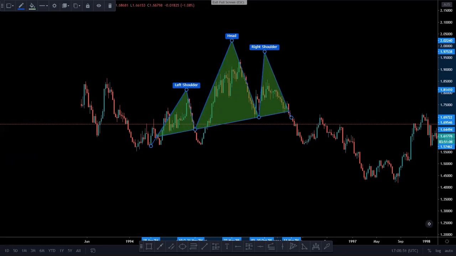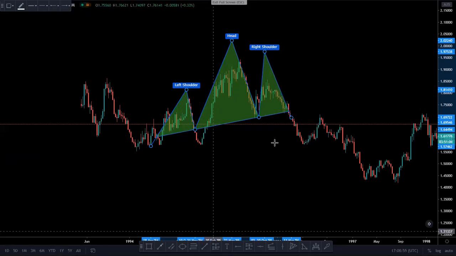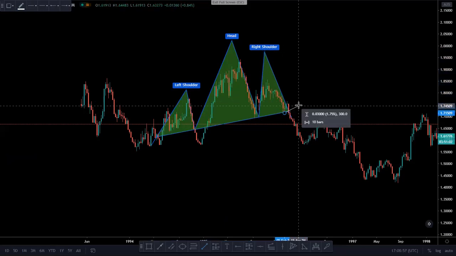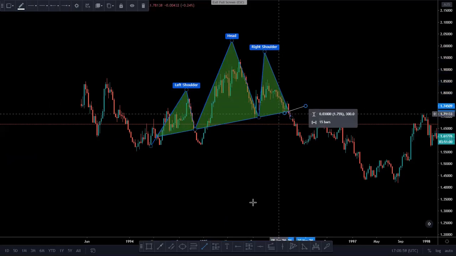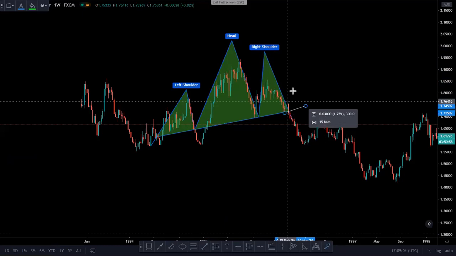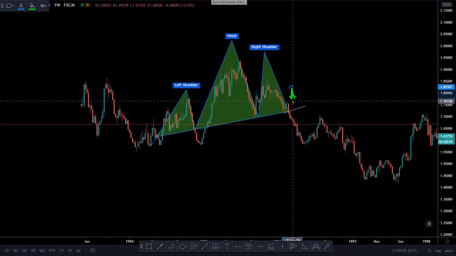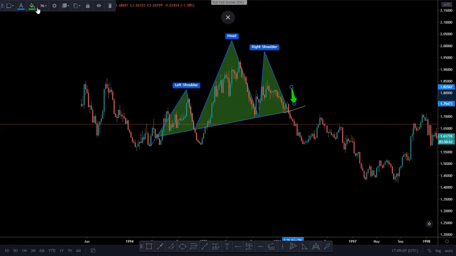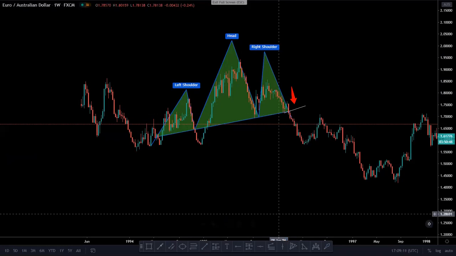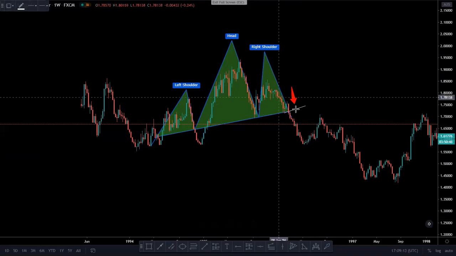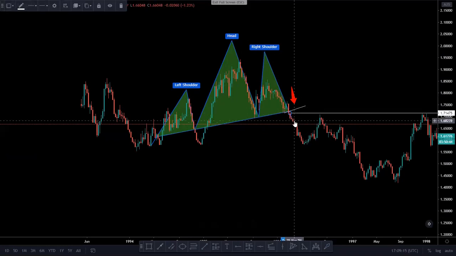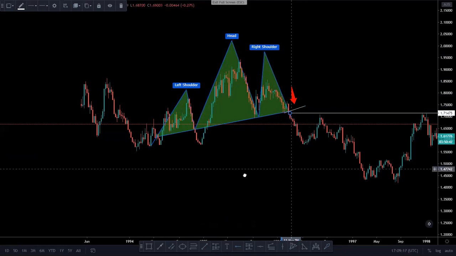Okay, so guys, I believe that's it. So this will be your neckline, and this will be your selling point. So that's where you sell from.